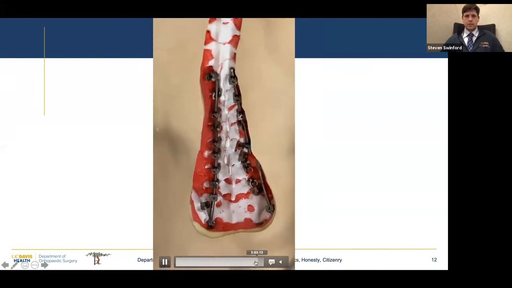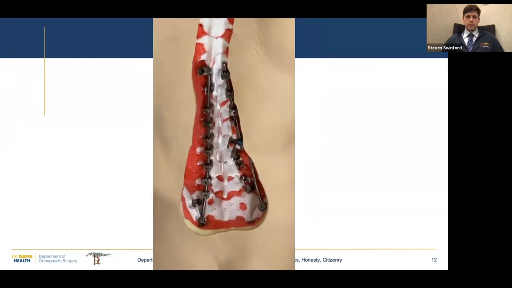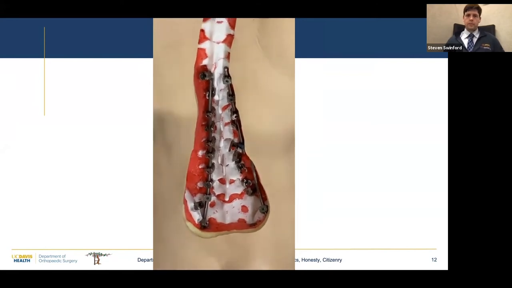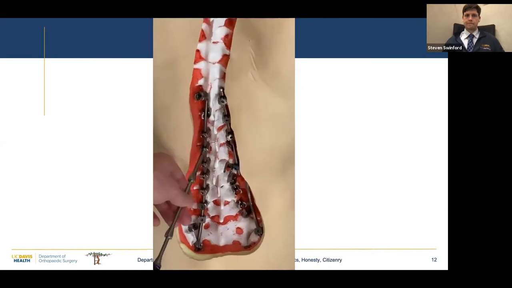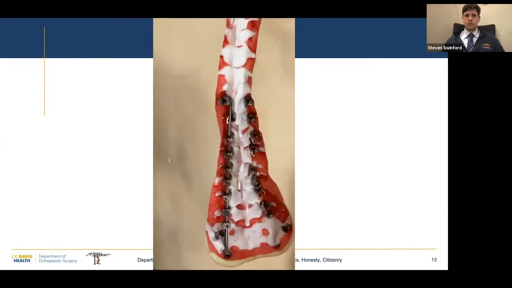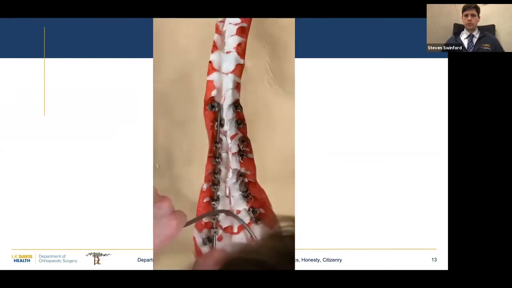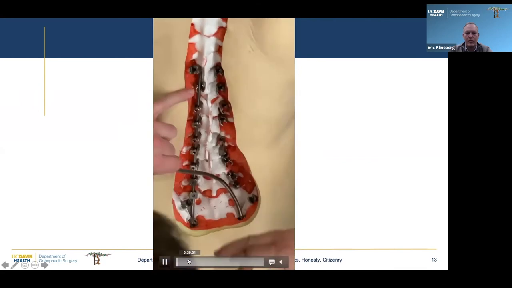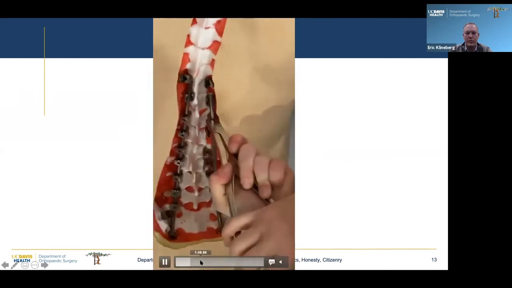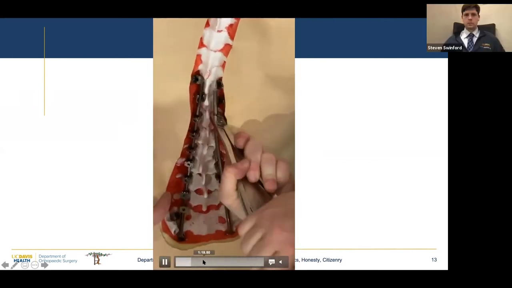Zip through that a little bit. So now we've basically locked in that initial correction that we achieved using the rod distraction technique. And then we can go and do the contralateral side. Again, similar steps. I think everyone here is comfortable with this.